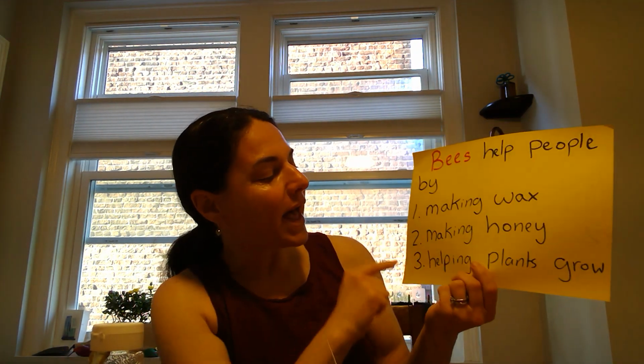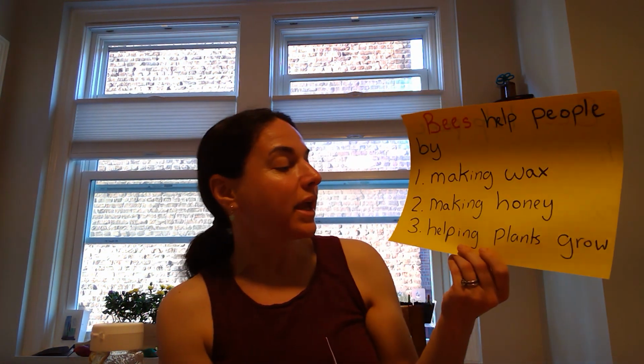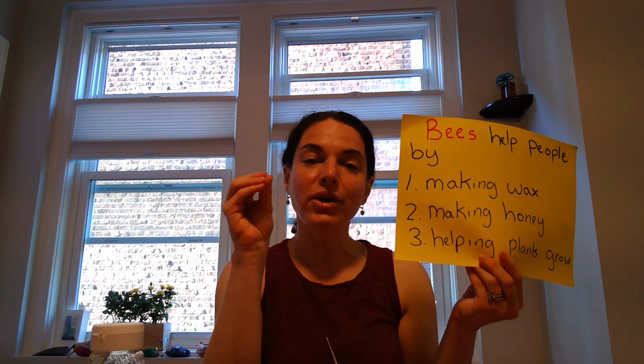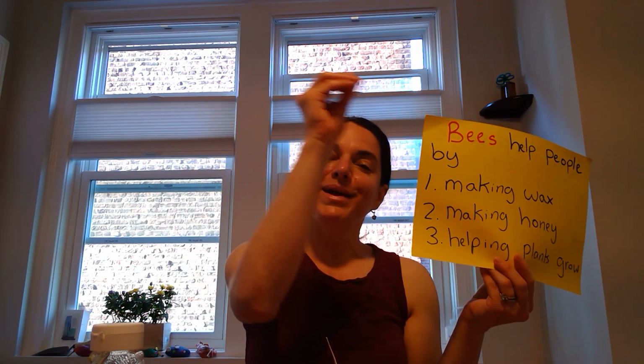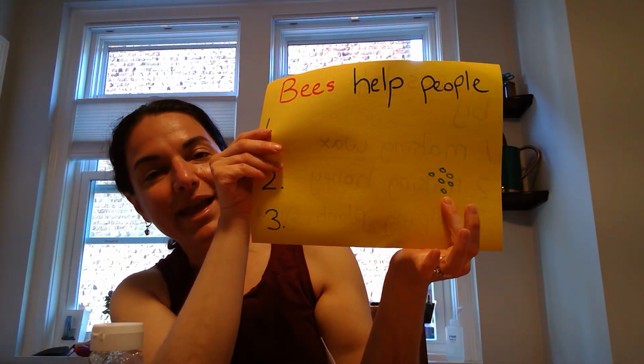Bees help people by helping plants grow. And we learned from the book that bees help plants grow through pollination, where they get that sticky yellow powder on their bodies from one flower and bring it to another flower, and then that flower can make seeds. And if we remember from when we were learning about plants, seeds are like parts of a plant that you put in soil, and they grow into flowers and other types of plants.